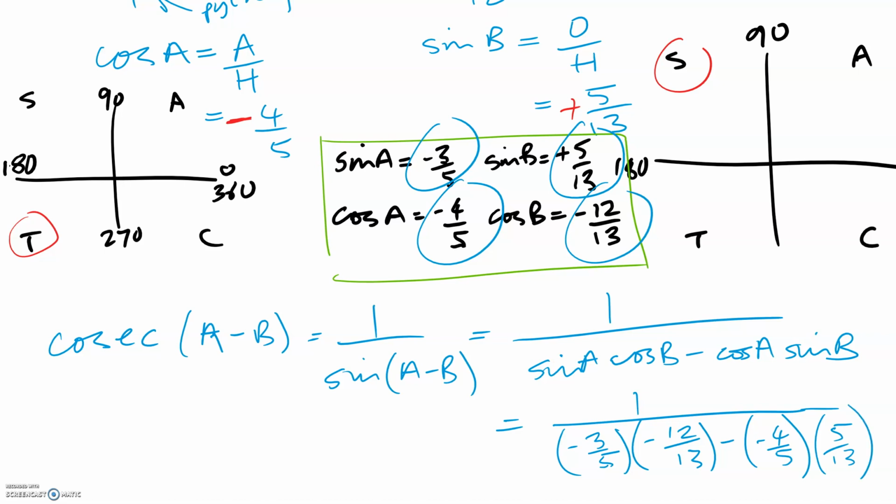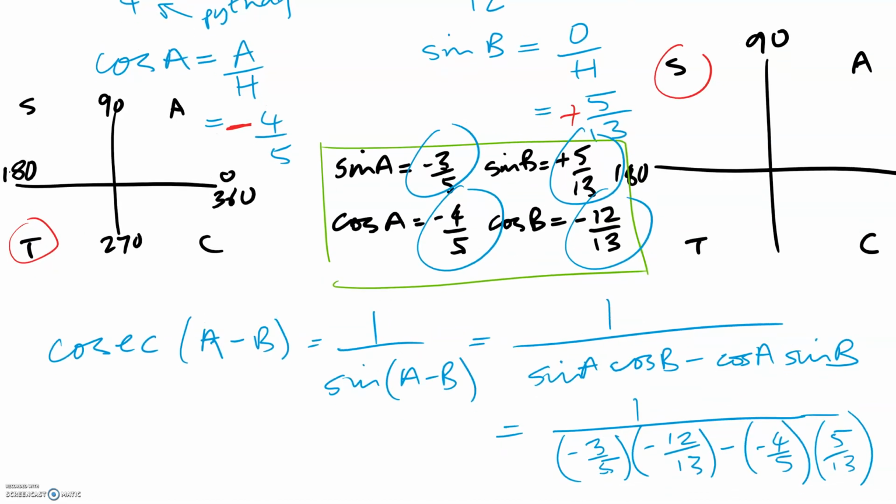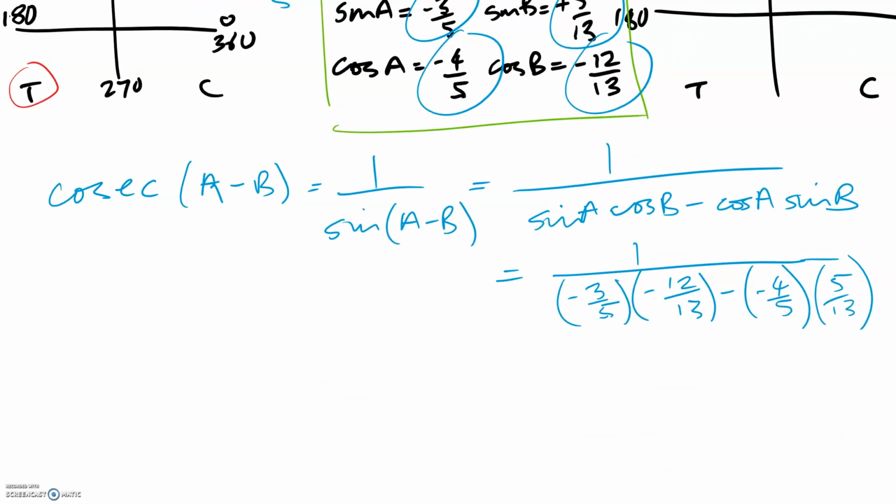So if you type that into your calculators, you should get 1 over 56 over 65, and so the answer is just going to be 65 over 56.